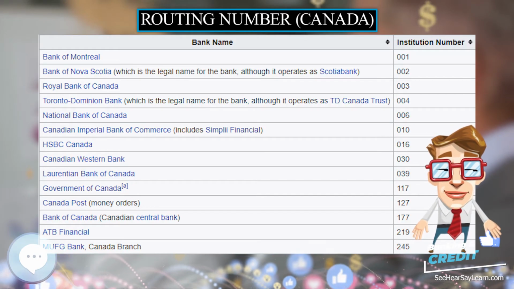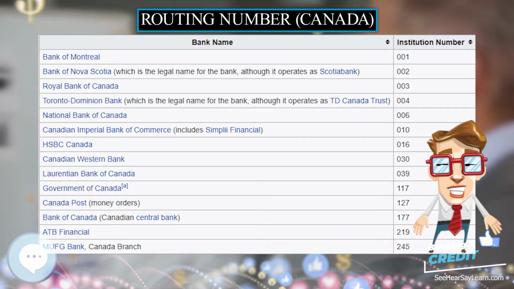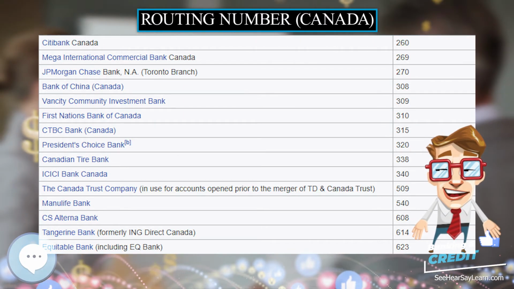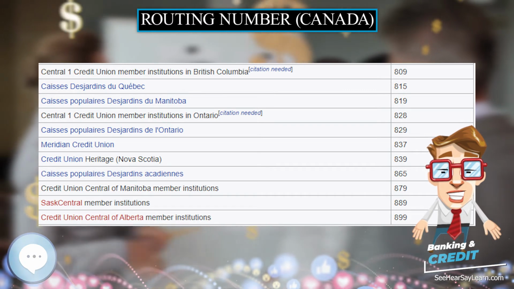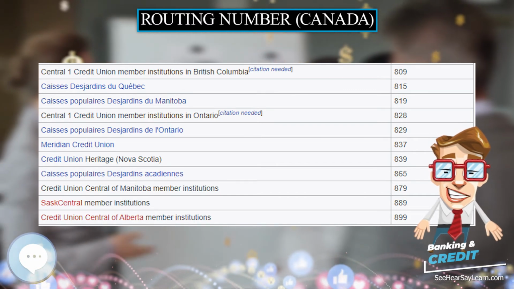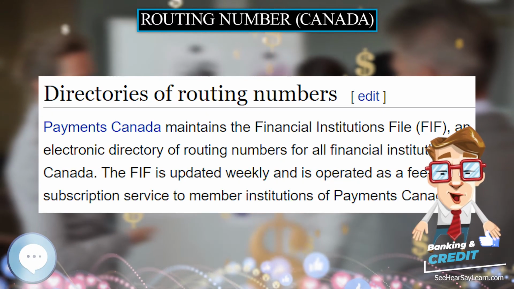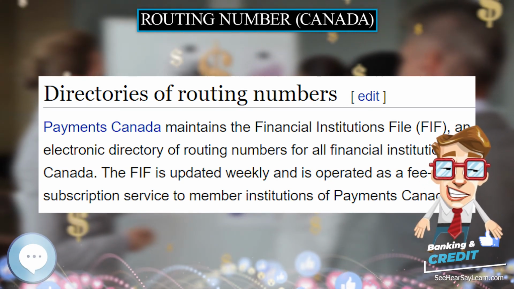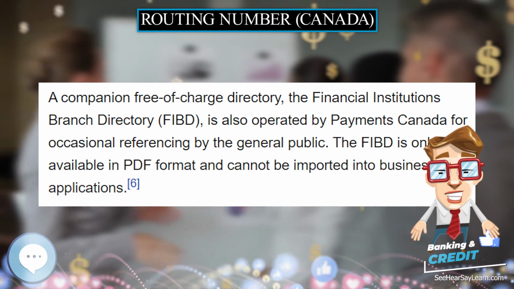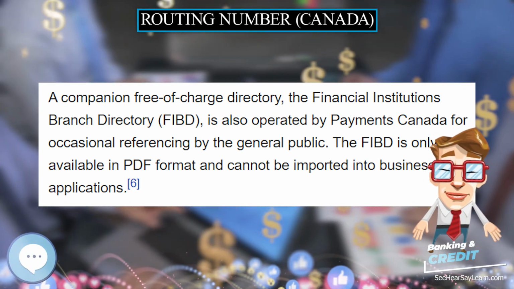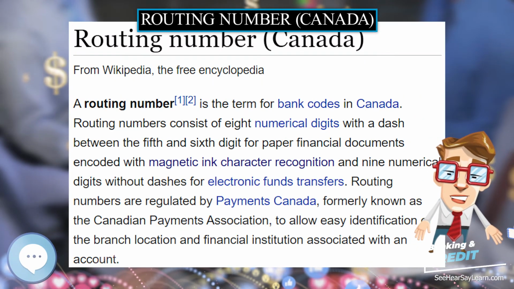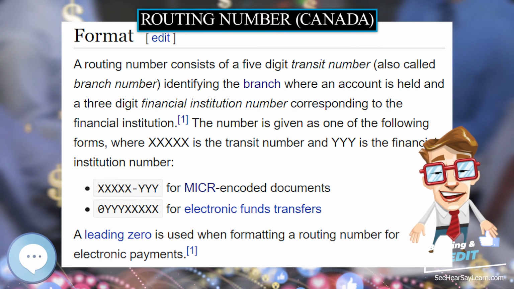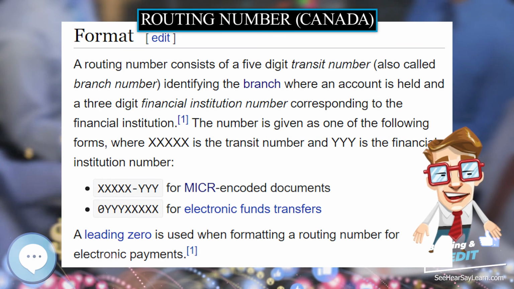Directories of routing numbers. Payments Canada maintains the Financial Institutions File, FIF, an electronic directory of routing numbers for all financial institutions in Canada. The FIF is updated weekly and is operated as a fee-based subscription service to member institutions of Payments Canada. A companion free-of-charge directory, the Financial Institutions Branch Directory, FIBD, is also operated by Payments Canada for occasional referencing by the general public. The FIBD is only available in PDF format and cannot be imported into business applications.